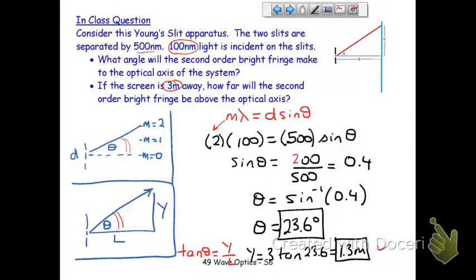Okay. So first set of problems, Young's double slit. It's a very important equation. You know, this is important stuff.